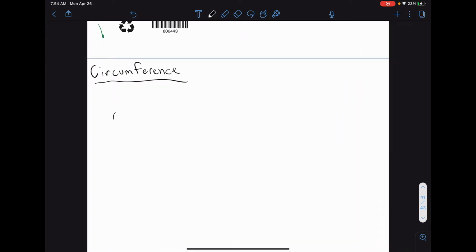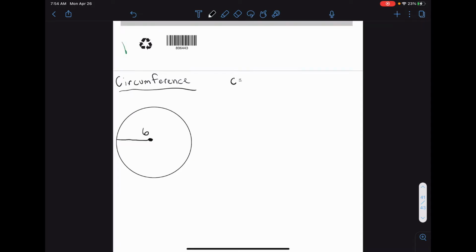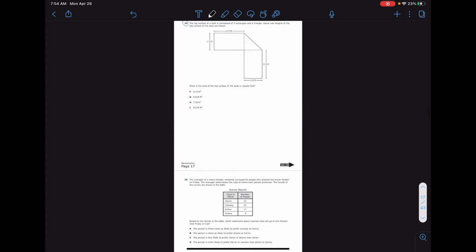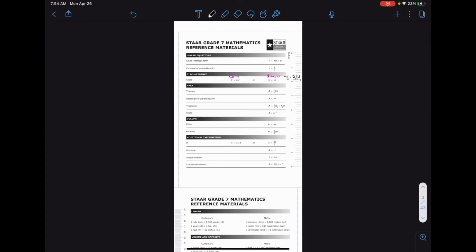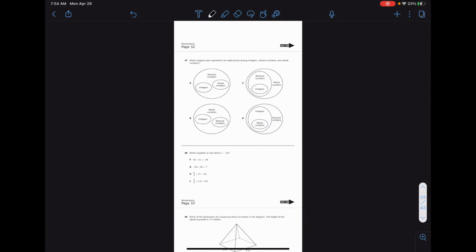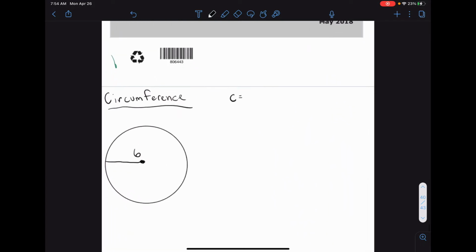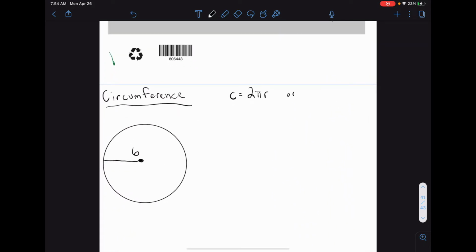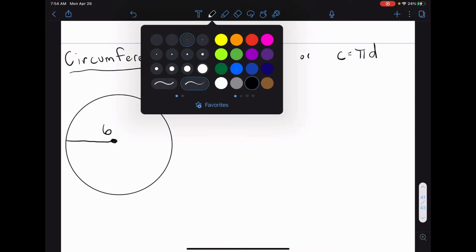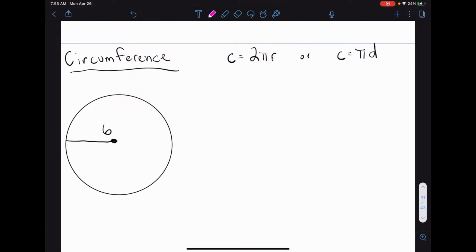All right, let's say I have a circle. This is my circle, and they want to find circumference. We got two equations. We got 2 pi r and pi d. Two pi r or pi d. So here in this one, I have my radius. Remember, radius is half. This is the radius. So I'm going to use this one.